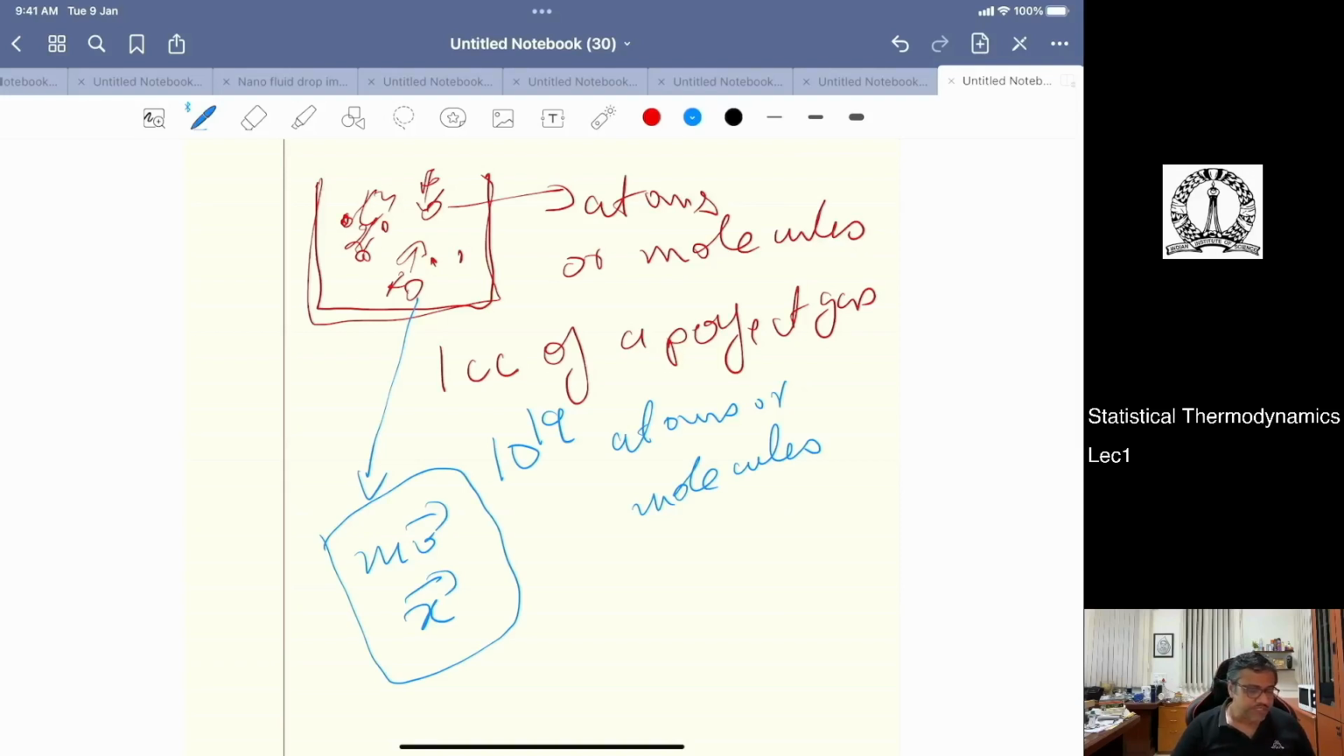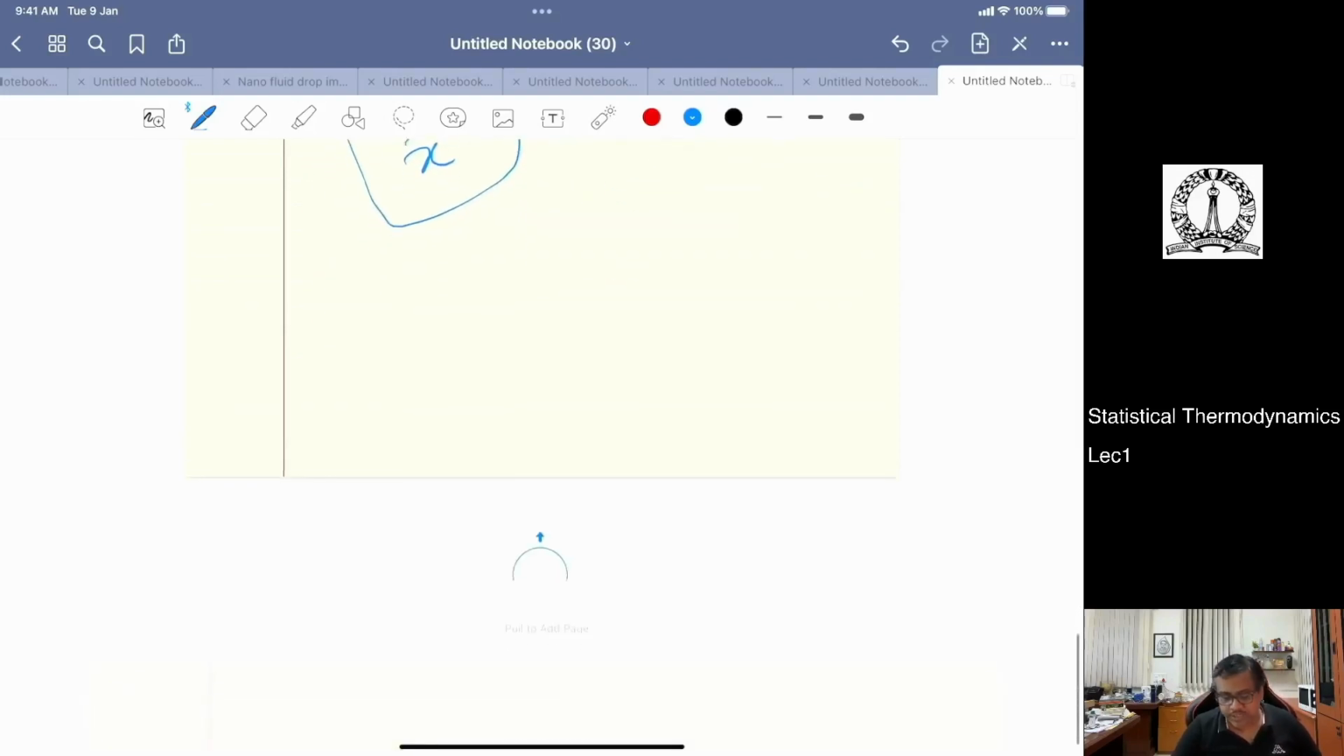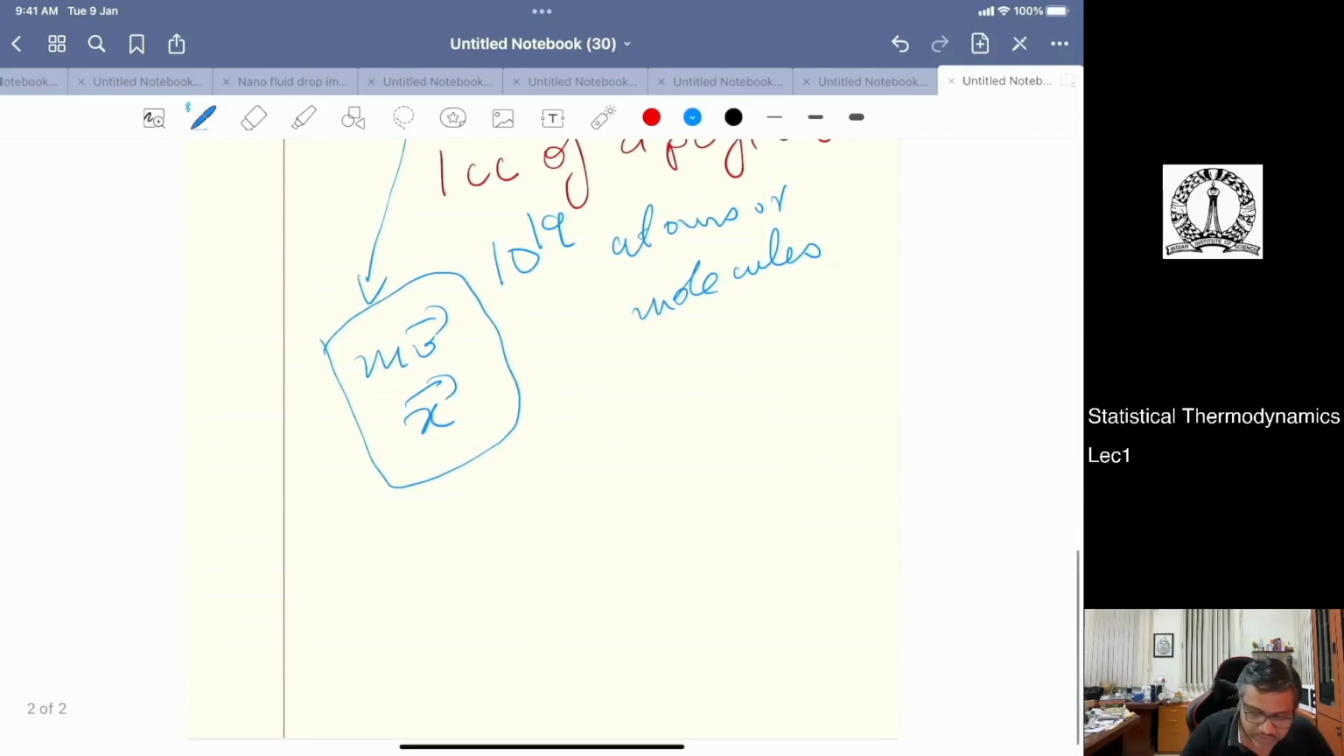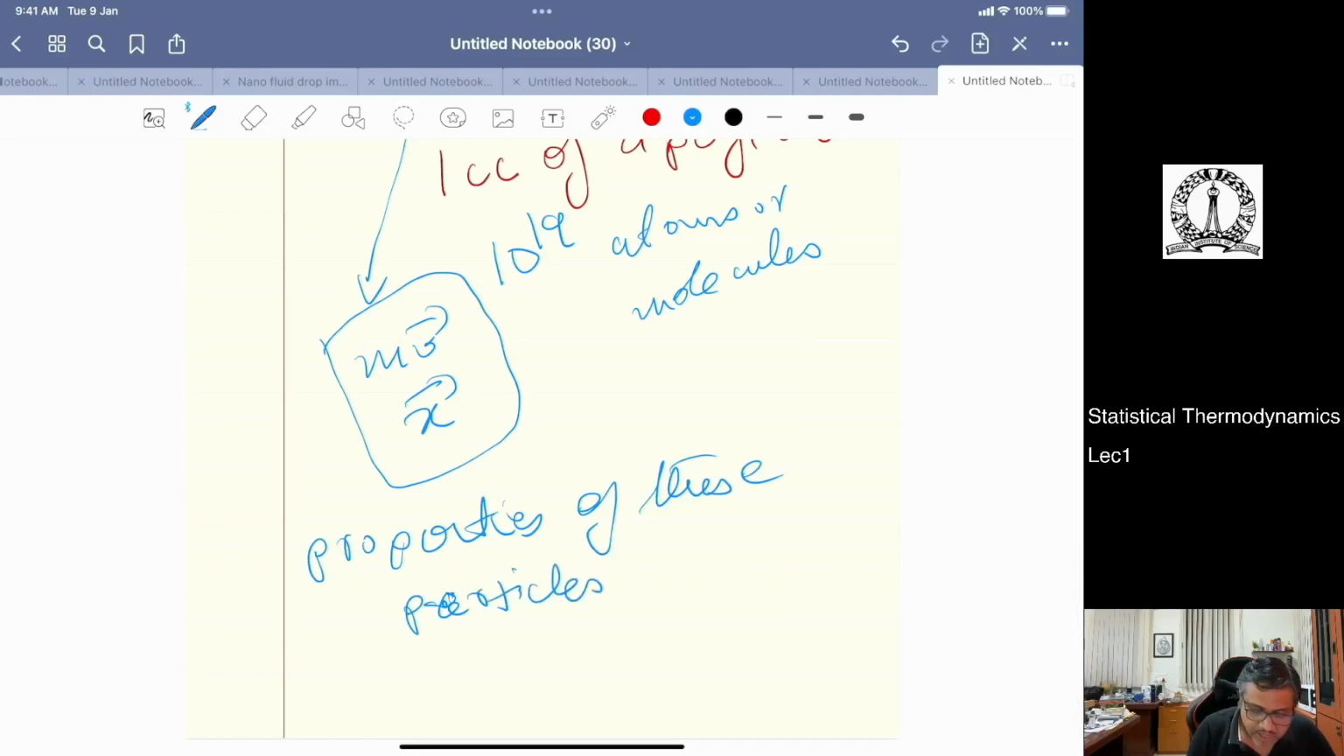Now, the properties of these individual particles can only be obtained through quantum mechanics. If you ask the question, how about the properties of these particles, right? They come from quantum mechanics, which most of us are familiar with. So they have their origin in quantum mechanics.